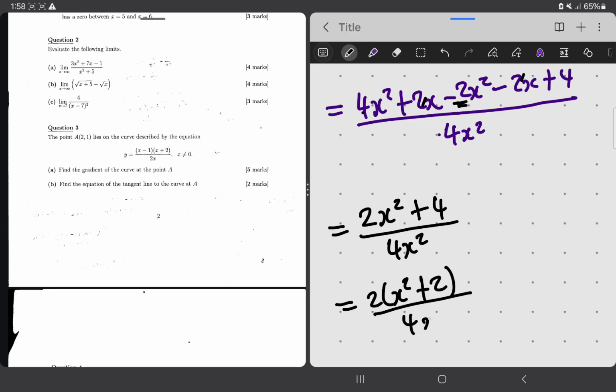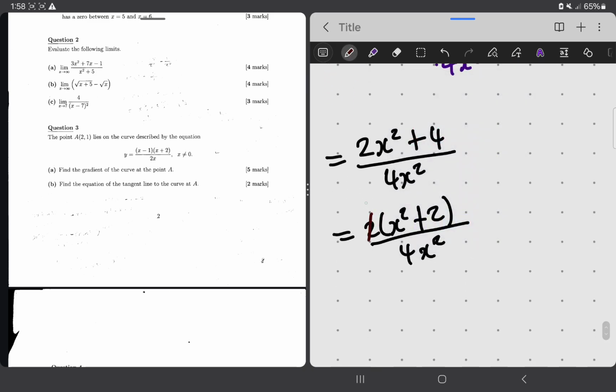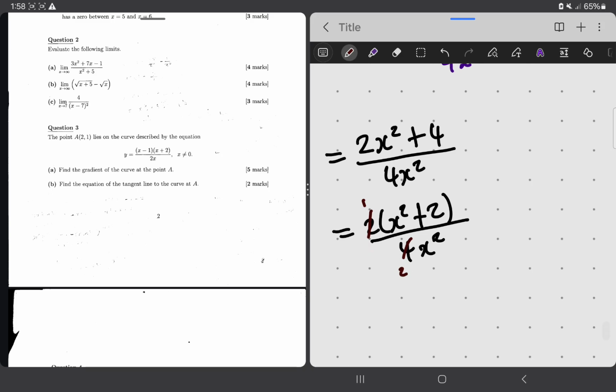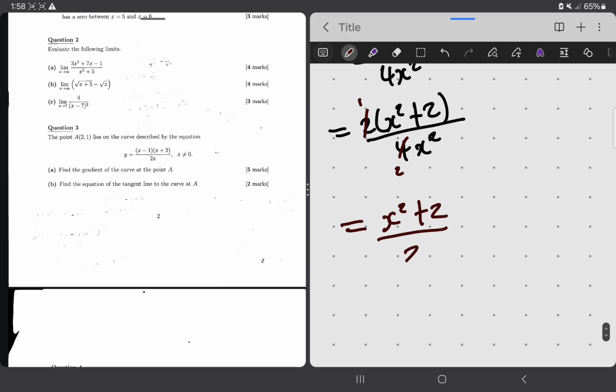All over 4x squared. Now here we can simplify it. We'll say 2 into 2, 1. 2 into this 4, cancel with a pencil softly so that they can see what you had written. 2 into 4 is 2. So we'll end up having x squared plus 2 all over 2x squared. See, it's all over 2x squared. And this is going to be our final solution for the derivative.